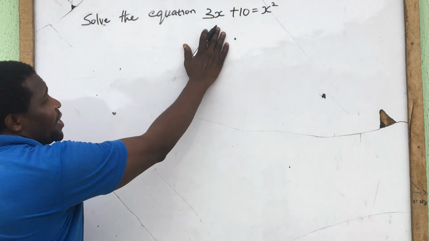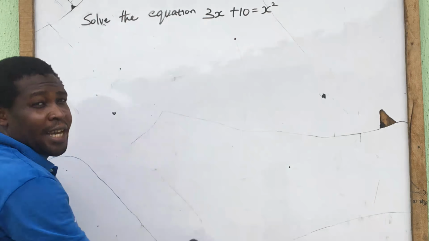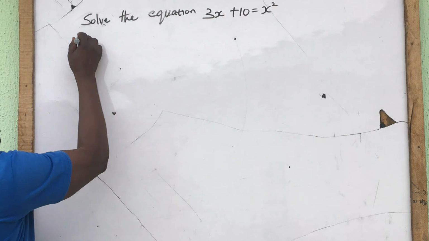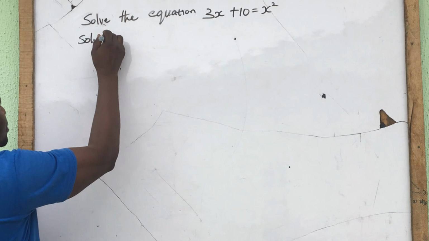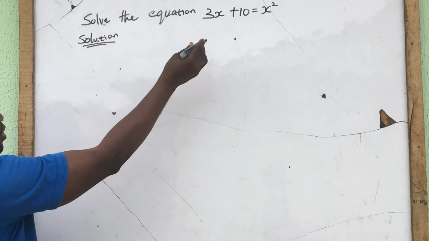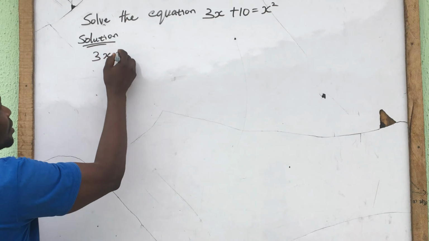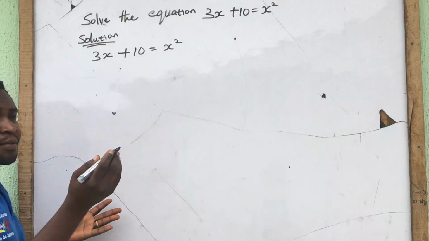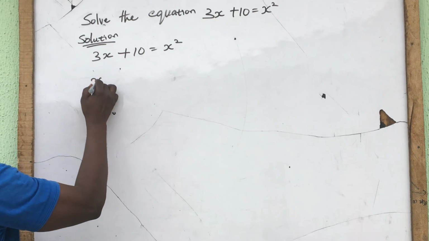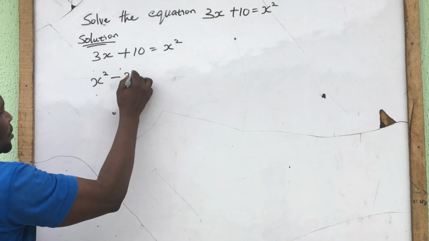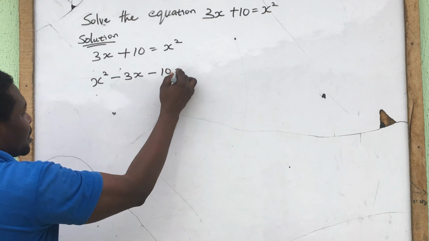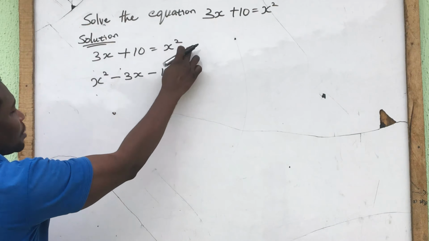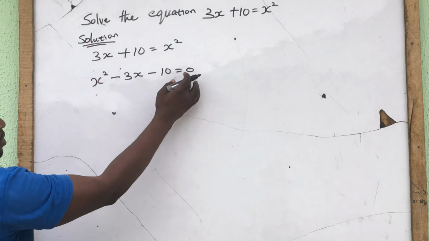Solve the equation 3x plus 10 equals x squared. So to solve this type of question, it's a quadratic equation as well. So 3x plus 10 equals x squared. Let's write this very well. So move all this to this side. So I can see x squared minus 3x minus 10 equals 0. Moving all this to this side, so that 0 remains there.